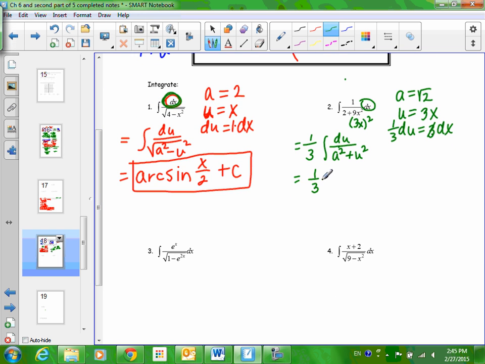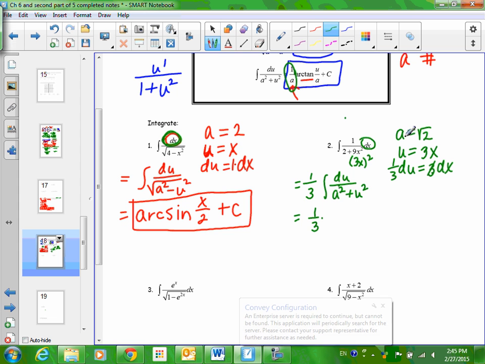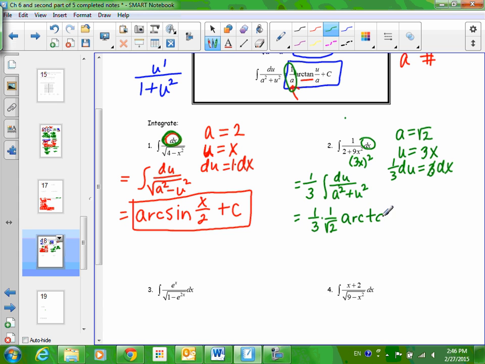So this is going to be 1/3, and then remember, don't forget about this 1 over a. We got to multiply by 1 over root 2. Don't worry about simplifying or that there's a radical in the denominator. It's no big deal. Arctan, I'm just following this formula, u over a. So 3x over root 2. And then, of course, plus c. So if you know the formula, this is less work than what we had been doing.